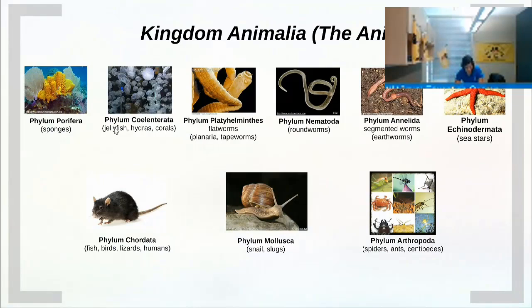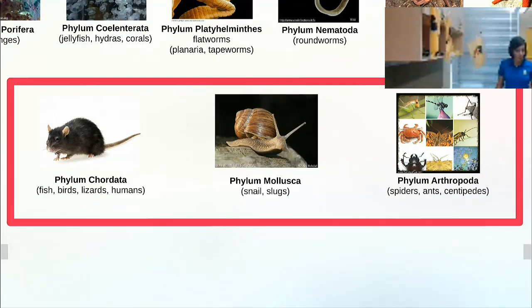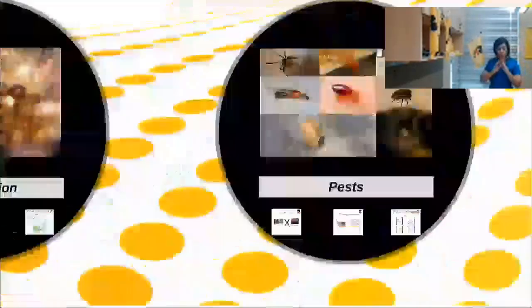We have sponges, jellyfish, hydrocorals, flatworms, roundworms, segmented worms, the sea stars, but Truly Nolen mainly works with these 3 phyla, these 3 groups here. Chordata, so they have a notochord, a brain, and in this group we have the bats, the rats, the mice, and the birds. Phylum Mollusca, the snails and slugs. Phylum Arthropoda, so the arachnids, the centipedes, the millipedes, and the insects. We're going to see more in detail, don't be concerned.